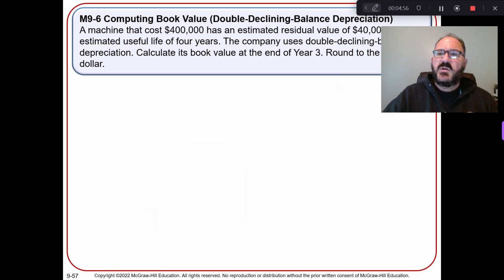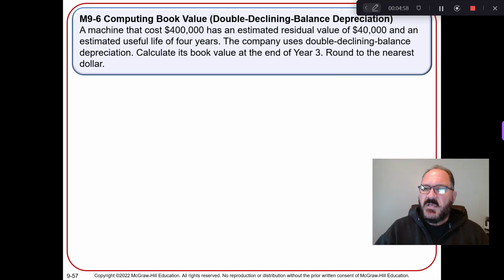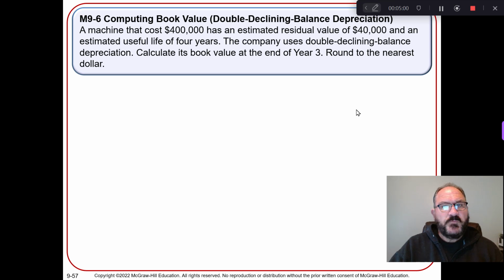All right, next one, we're going to do double declining balance. Now this one's a little different. And again, they want year 3, double declining balance. They want it at the end of year 3. Okay. And again, we have this $40,000 residual value, but we don't use that in a calculation here. So here we do not use residual value.